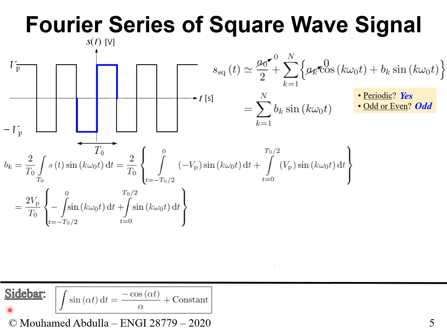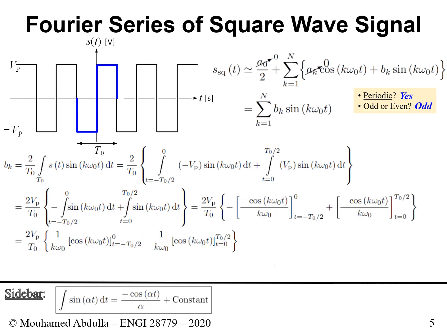I opened the sidebar here as a reminder that if you integrate the sine of some constant, let's call it alpha, times the variable t, dt, it's going to be minus cos of whatever you have inside, divided by the constant, plus some useless constant that we add. But because you're taking the difference, this constant that we have no idea about is going to go away. Okay. We're going to use this for each of these piecewise integrations. So let's plug it in.